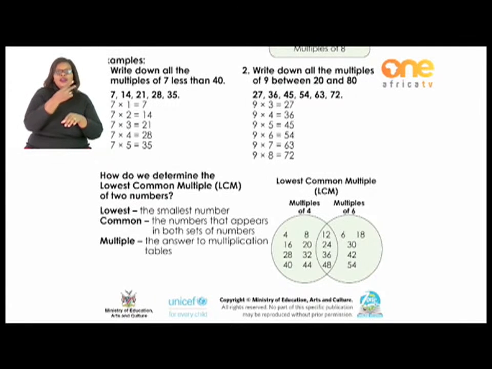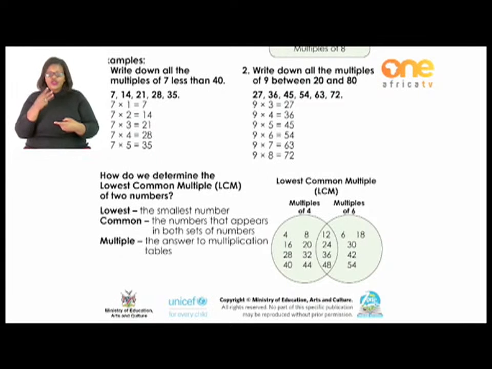So the first multiple of 9 from 20 onwards is 9 times 3, which is 27, 36, 45, 54, 63, and 72. The number after 72 will be 81. So 81 is more than 80. So the multiples of 9 between 20 and 80 are the ones that you have there in front of you in your booklet.